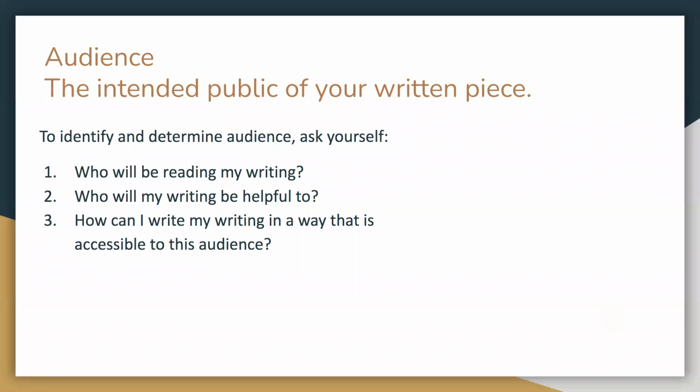Our audience is the intended public for a writing piece. To identify and determine audience, ask yourself, who will be reading my writing? Who will my writing be helpful to? How can I write my writing in a way that is accessible to this audience? So if I'm writing for a group of children, then I should probably limit my vocabulary to words that children will understand. If I'm writing a paper for one of my professors in college, then I need to use academic vocabulary in order to communicate my ideas and show my college level readiness.